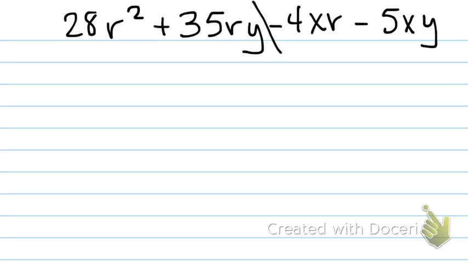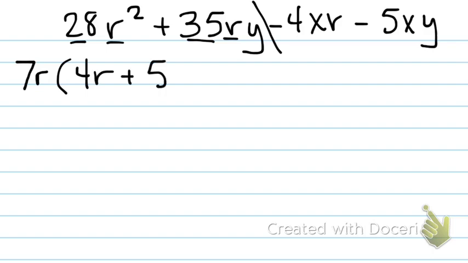And then I go back and find the GCF in each group. First, 28 and 35 will divide by what? 7. There's also what in both of them? R. So I can divide out 7r. 28 divided by 7 is 4. R squared divided by r is r. Plus 5. The r's will divide away, so there's the y.